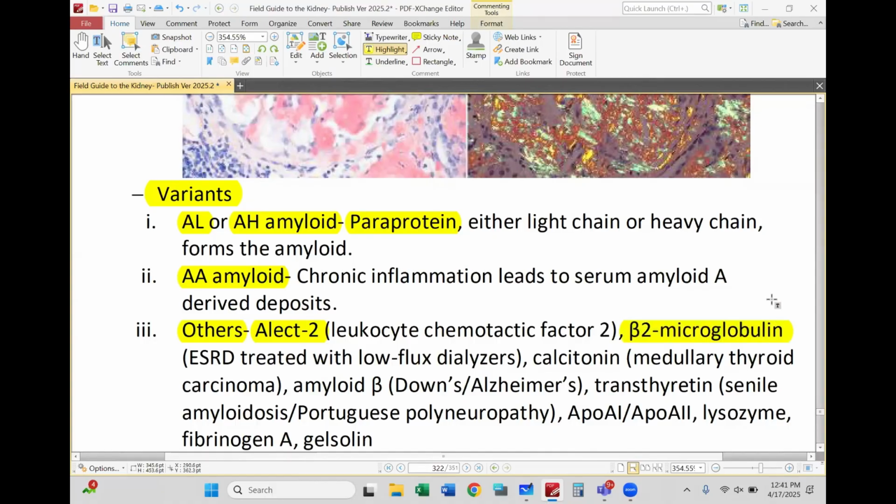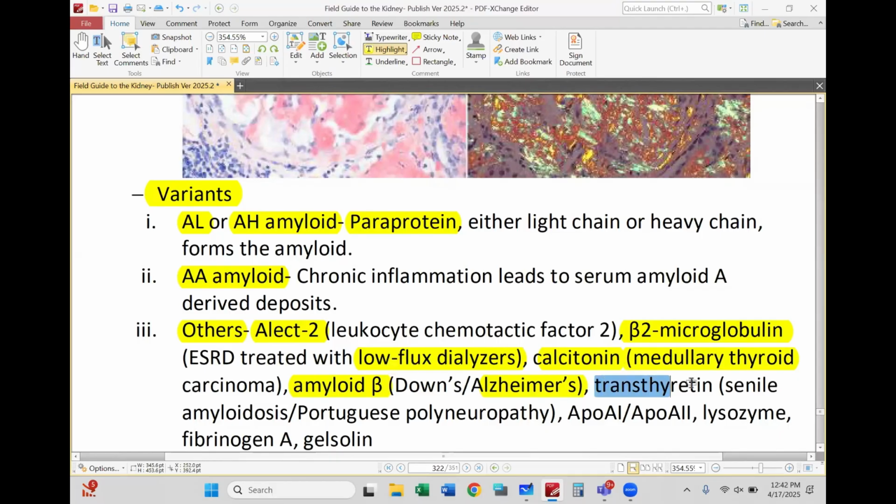Beta-2 microglobulin is a classic one that used to exist, but really is pretty uncommon these days because of the technology of high flux dialyzers that now can remove reasonable amounts of beta-2 microglobulin. Calcitonin is described as a cause as well in cases of medullary thyroid carcinoma. Alzheimer's disease is a form of amyloid disease involving obviously the central nervous system, this amyloid beta protein.